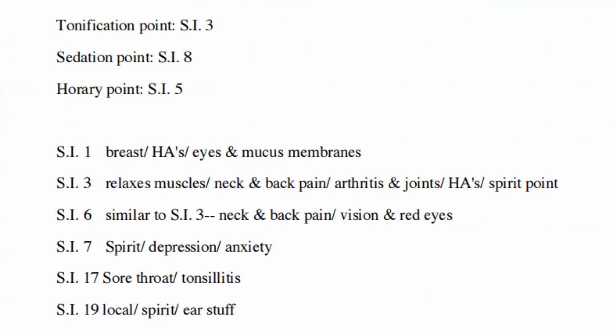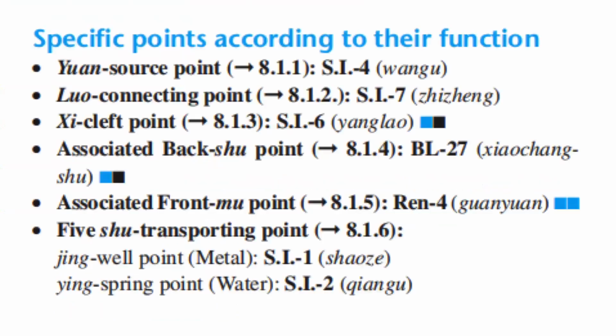SI6, similar to SI3 for neck and back pain, vision, and red eyes. SI7 for spirit, depression, anxiety. SI17, sore throat, tonsillitis. SI19, local point for the spirit and ear. Specific points according to their function.